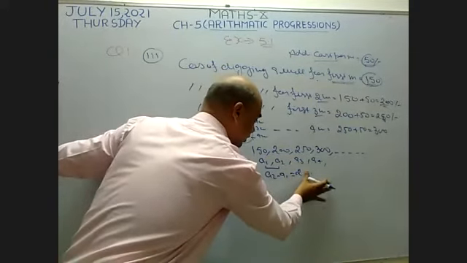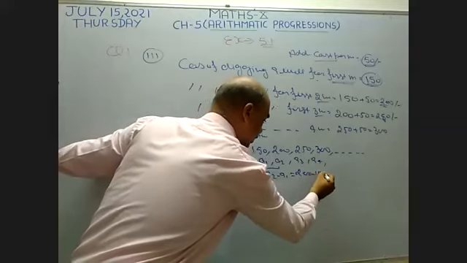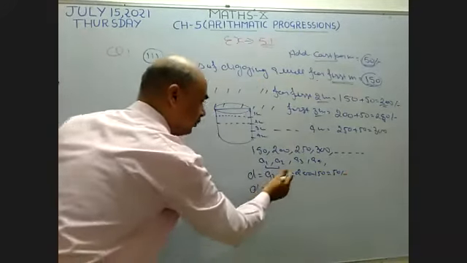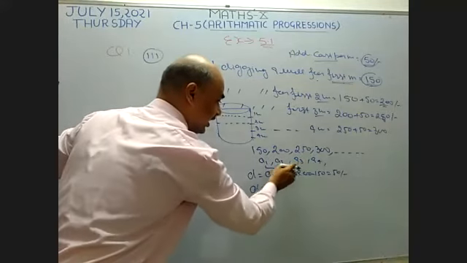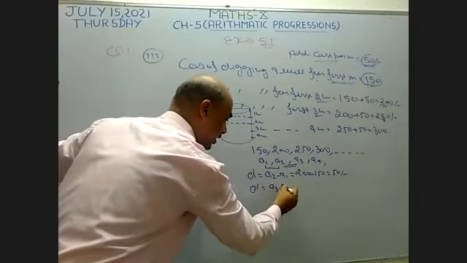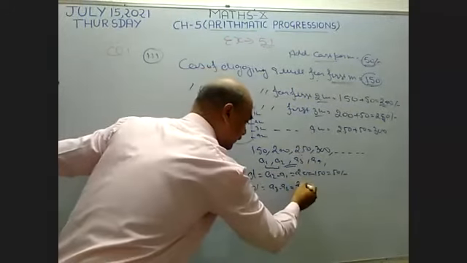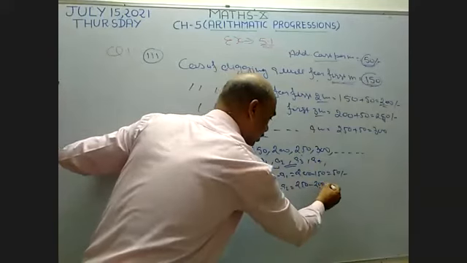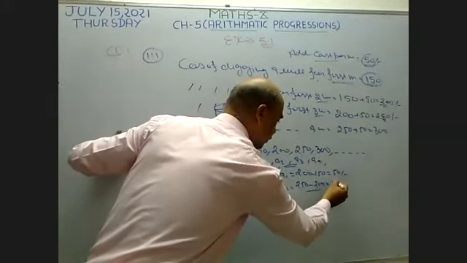200 minus 150 becomes 50. Okay. Now I want to check the difference between the next two numbers. The next two numbers are the third and second term. So write here A3 minus A2. A3 is 250 and A2 is 200. So the difference between these two numbers becomes again 50.